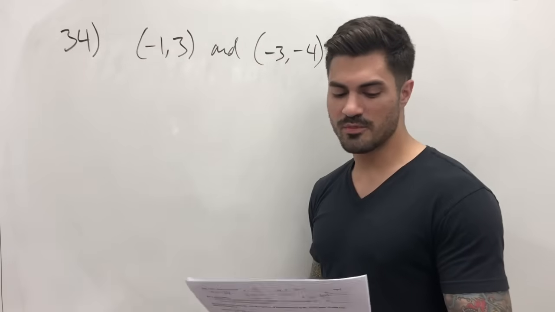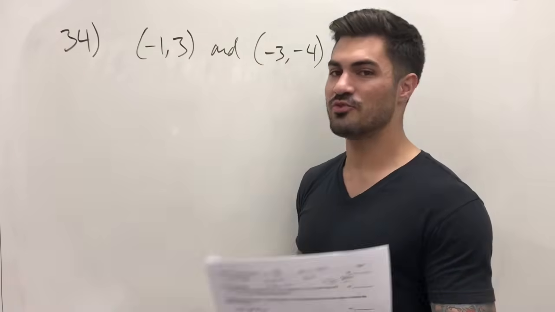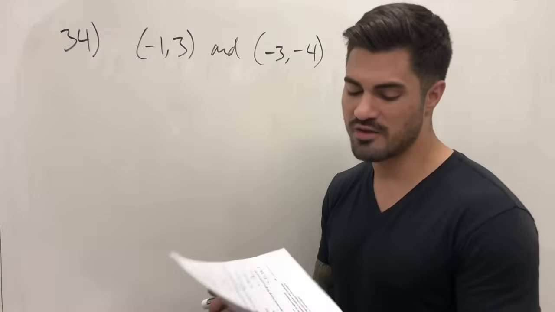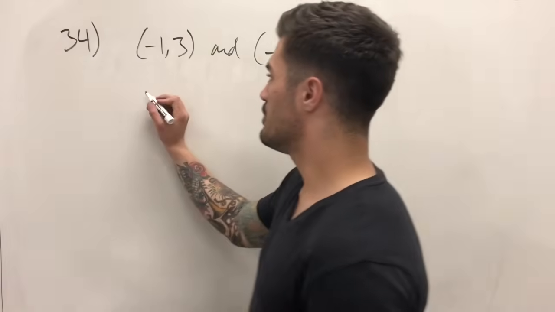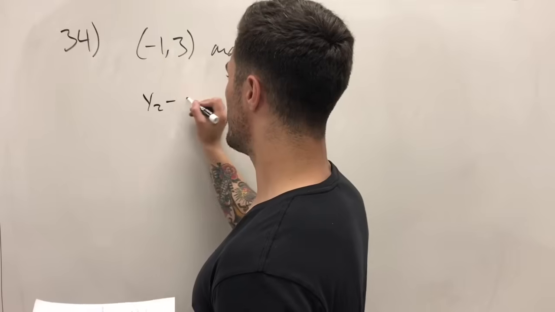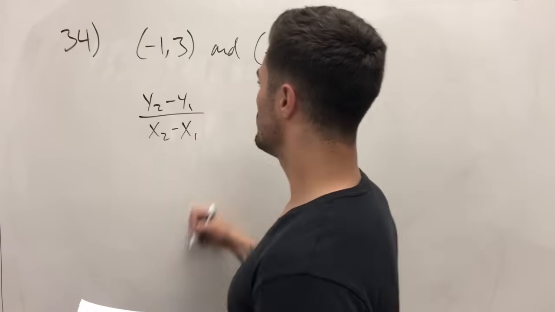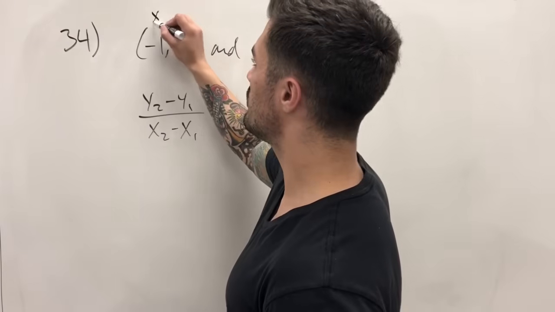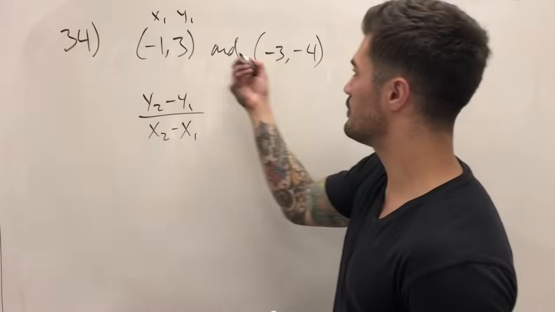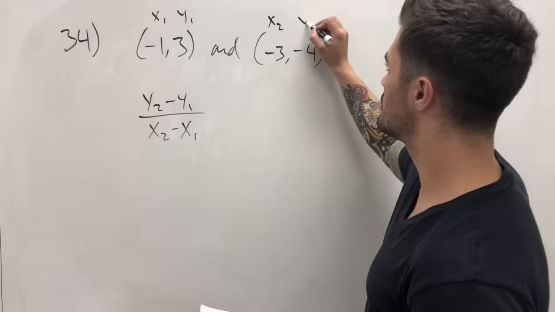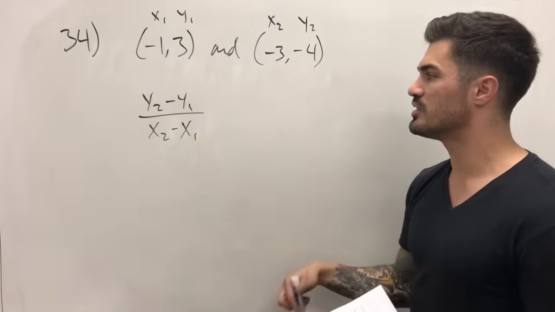All right, so it says determine the slope of the line passing through these points. So we just really have to remember our formula for slope, which is y2 minus y1 over x2 minus x1, all right? So I'm gonna label this as x1 and y1, just because it's the first point, and this is x2 and y2. But you could switch them and it would get the same thing.